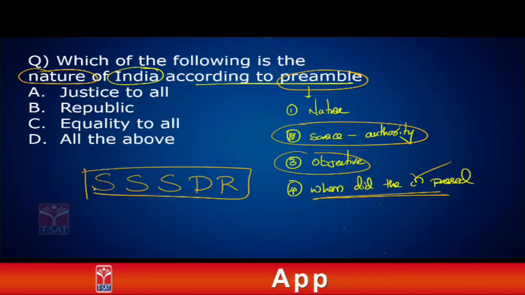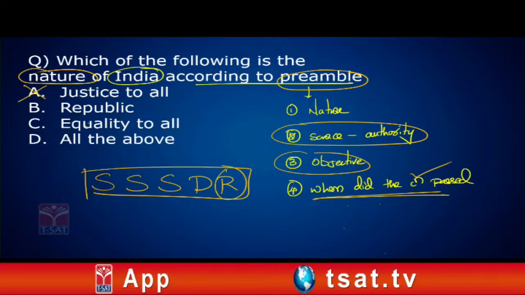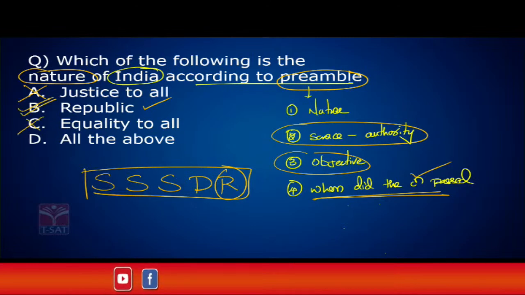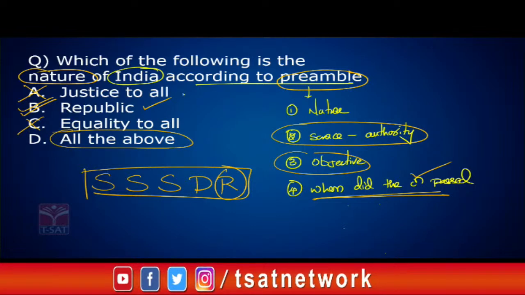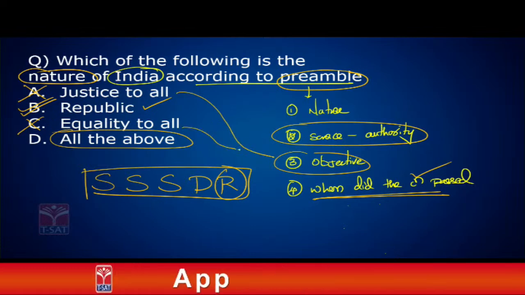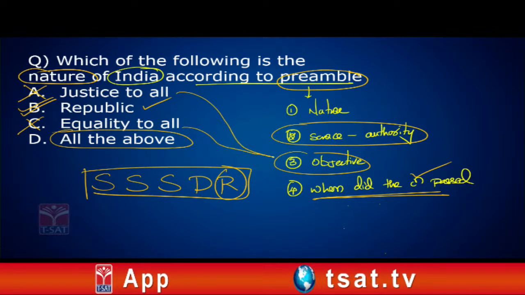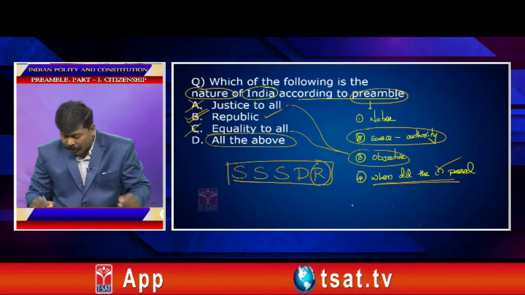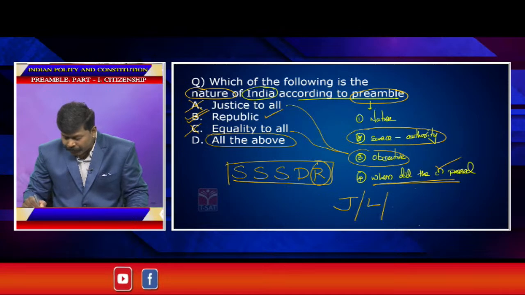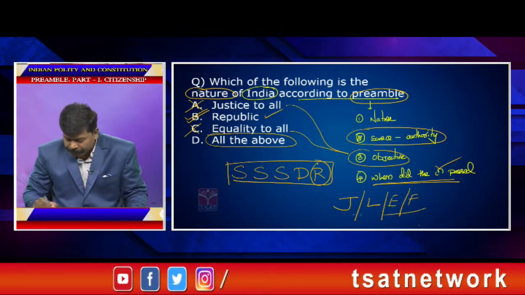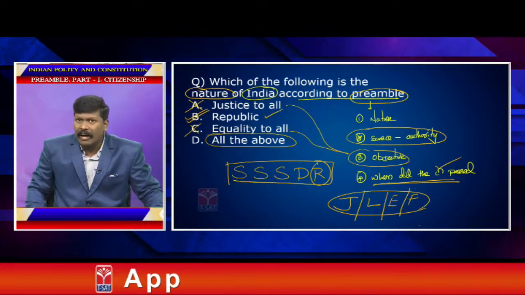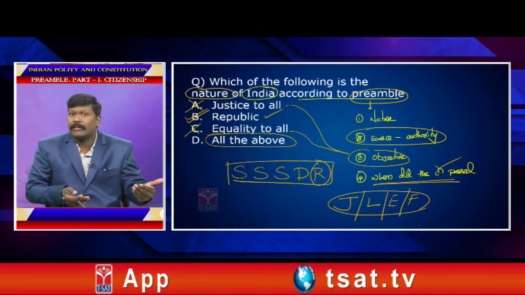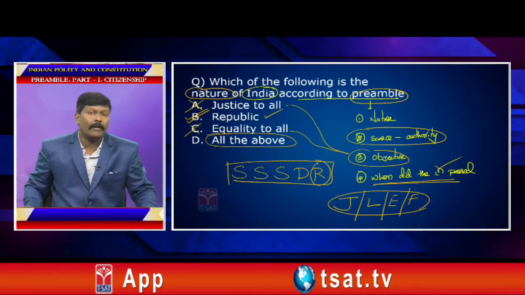Now look at this. Justice for all, no. Republic, yes. Equality to all, no. The answer is B. Directly it is B. To confuse you, I gave all the above. These two are part of the objectives of the Indian Constitution according to the Preamble. The objective of the Indian Constitution is to ensure justice, liberty, equality and fraternity. This is not the nature of India as defined in the Preamble.